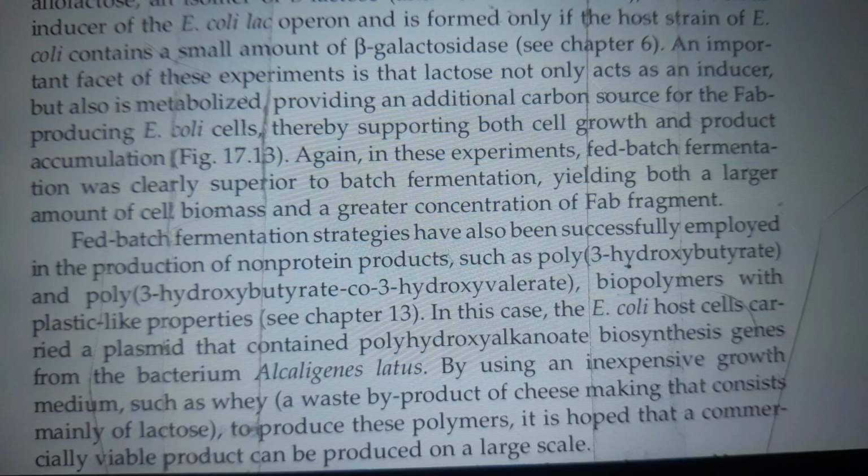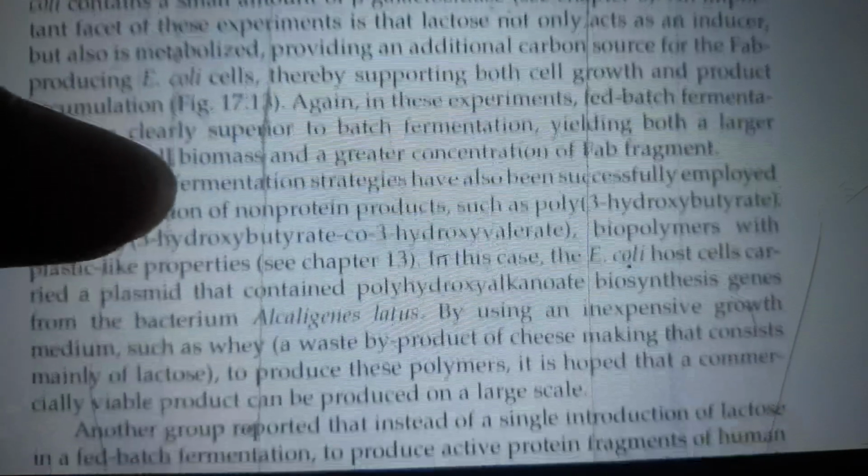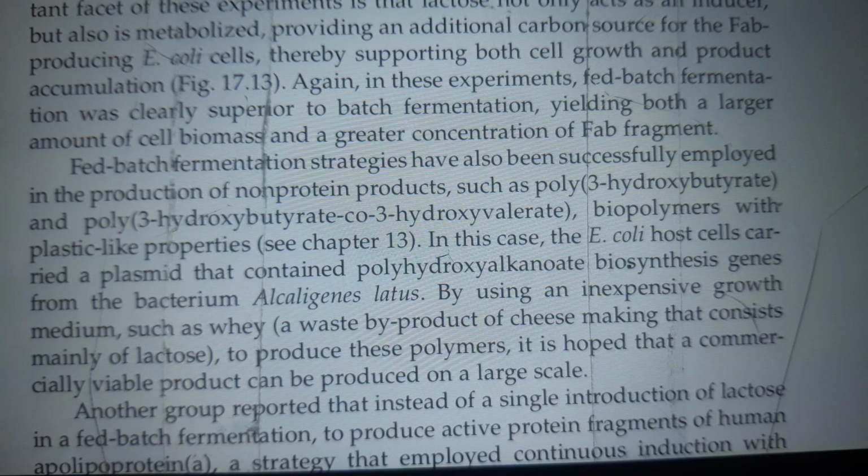In fact, allolactose, an isomer of D-lactose and not D-lactose itself, is the actual inducer of the E. coli lac operon and is formed only if the host strain of E. coli contains a small amount of beta-galactosidase expressed (see Chapter 6).